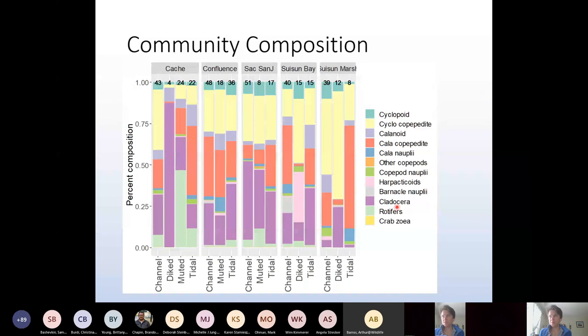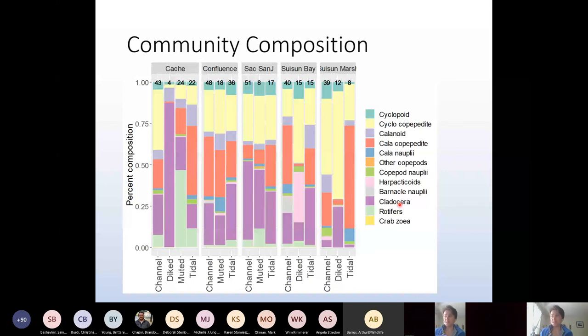So we have a similar graph here, the five regions going across the top. Within each region, we have channel sites, diked sites, muted wetland, muted tidal, and then fully tidal sites. And the biggest trend you can see here is that as we go from fresh water on the left to more salty water on the right, the purple bars get smaller. Purple bars are cladocera. And I think it's pretty well known cladocera tend to be more common in fresh water, less common in the brackish water.